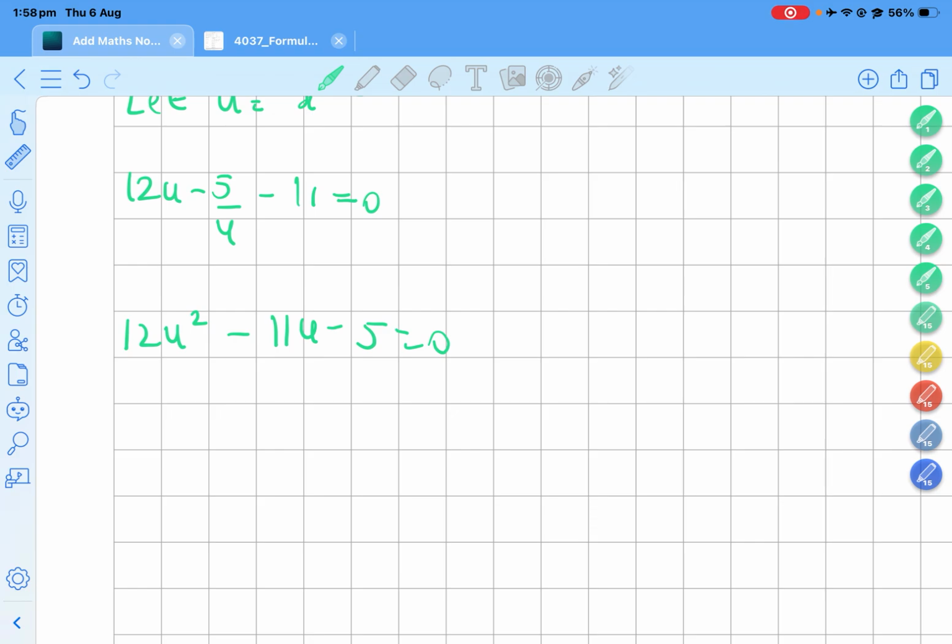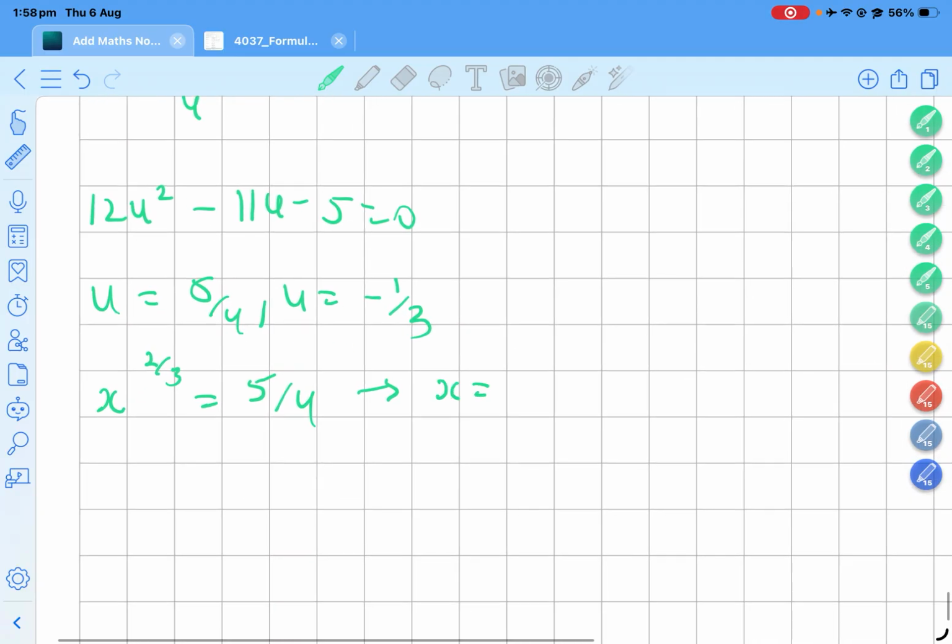Okay, let's continue. So u is 5 over 4 and then u is minus 1 over 3. So x to the 2 over 3 equals first 5 over 4. So cube that and then square root that. So 5 over 4, cube that and then square root that. So you have x equals 5 root 5 by 8. And then x to the 2 over 3 is equal to minus 1 over 3.